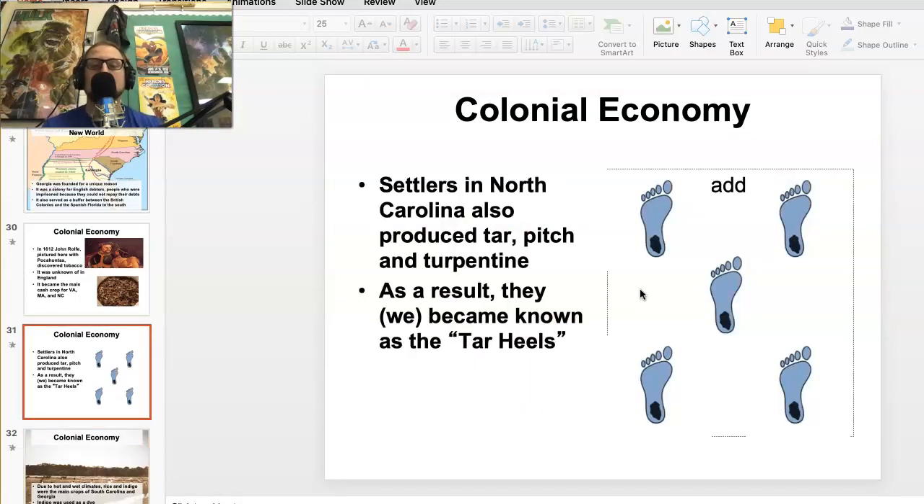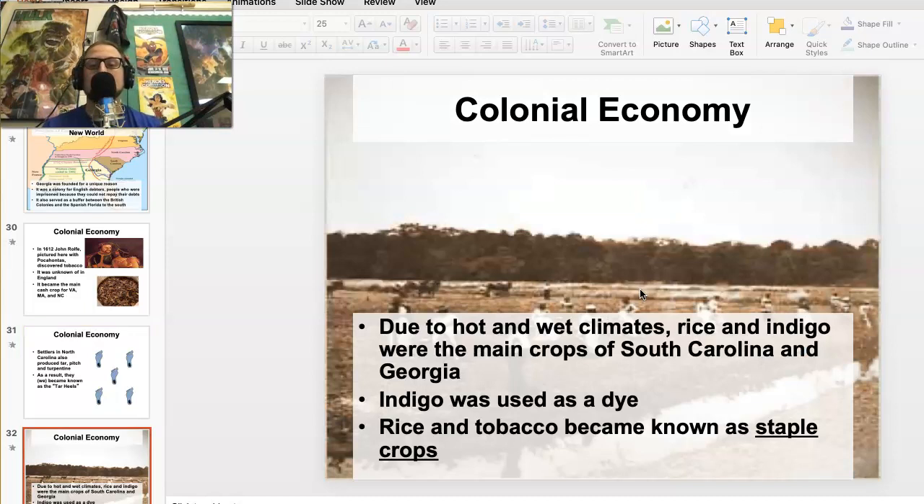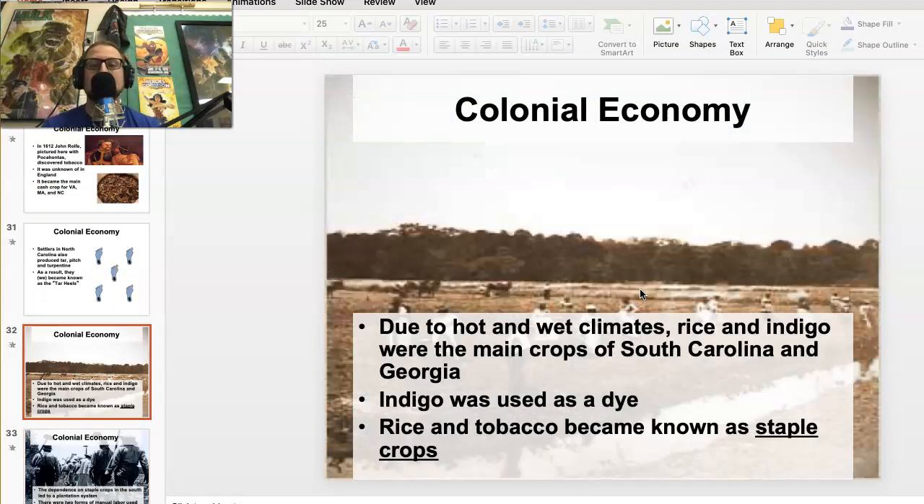Again, tar and turpentine were other big exports. So were rice and indigo. Indigo is a dye. You have two types of crops as far as labels: staple crops and cash crops. Cash crops are the crops that make the most money, tobacco and eventually cotton.